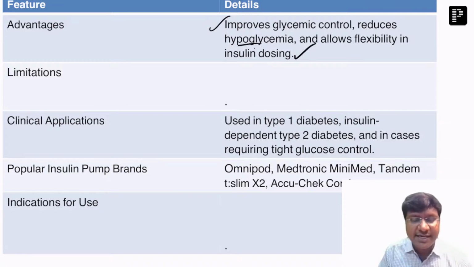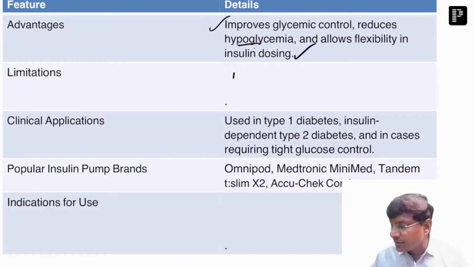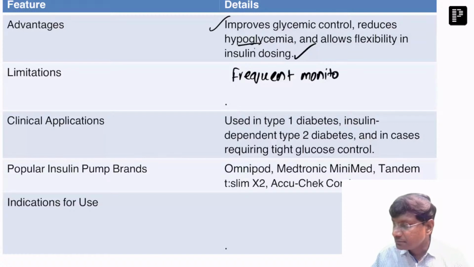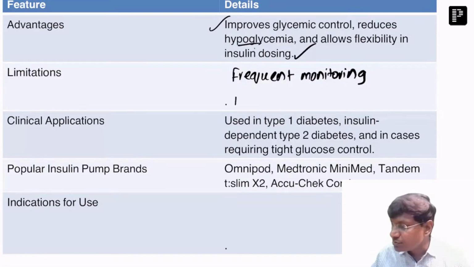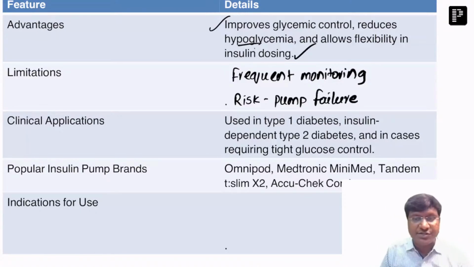What is the limitation? The limitation is that when the patient is on an insulin pump, it requires frequent monitoring of the glucose, frequent monitoring of the infusion pump, and frequent monitoring of the infusion site. And there is also a risk of pump failure. That is the reason why frequent monitoring of the pump is very much required.